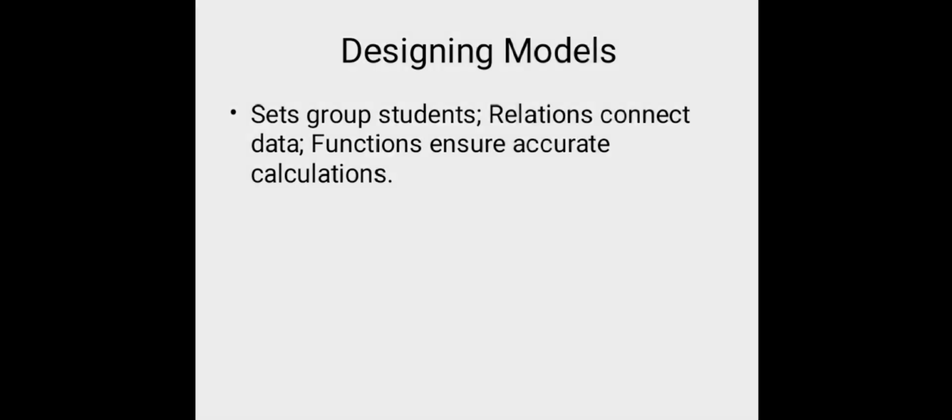Sample Model 1: grouping students by performance. Here's a sample model using sets. We can group students based on their performance. Set A, students with a 90 to 100 average; Set B, students with an 80 to 89 average; and Set C, students with a 75 to 79 average. This model allows teachers to identify who needs enrichment activities and who needs remedial support. It's a simple but powerful way to analyze classroom performance.